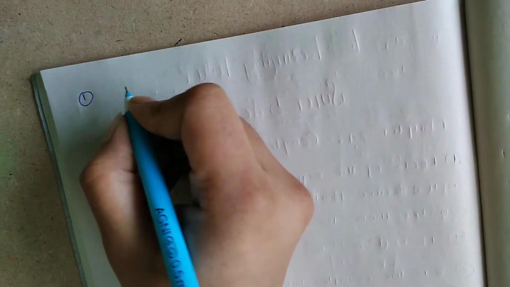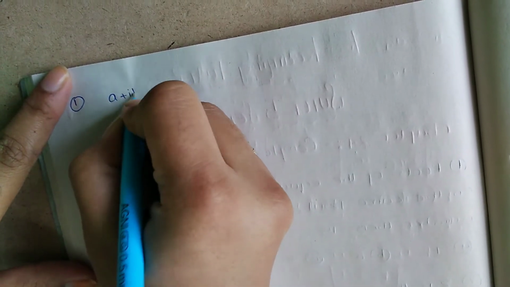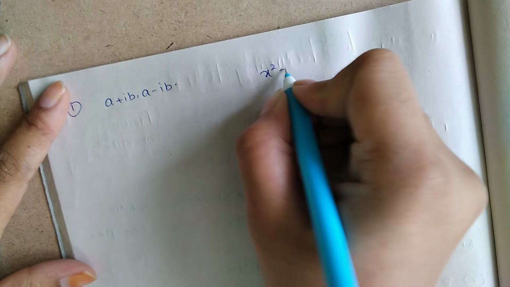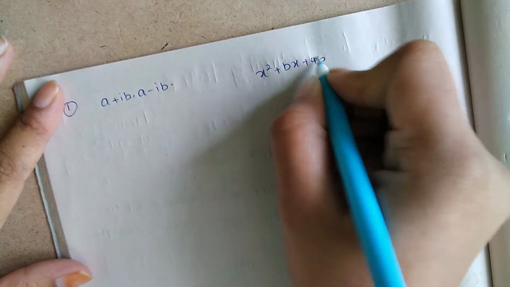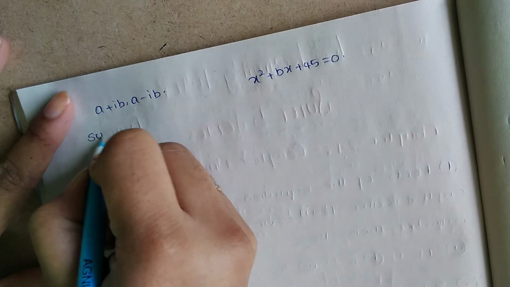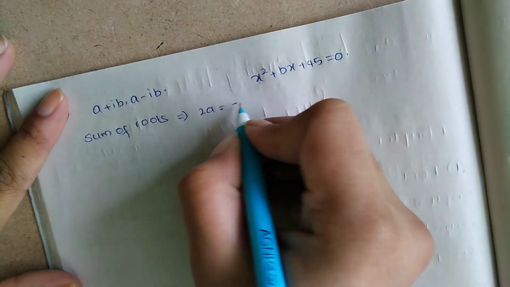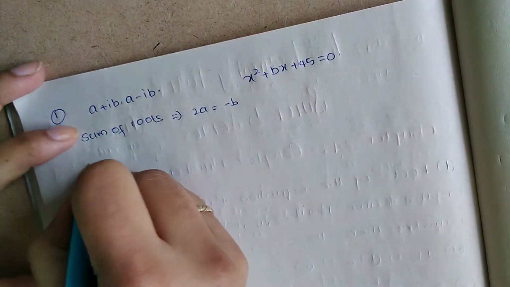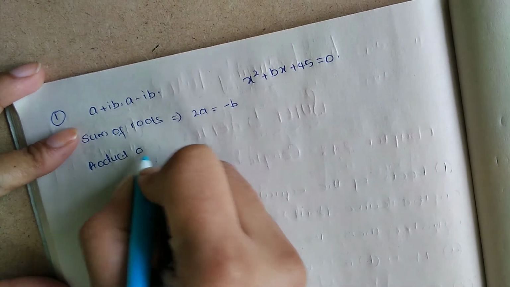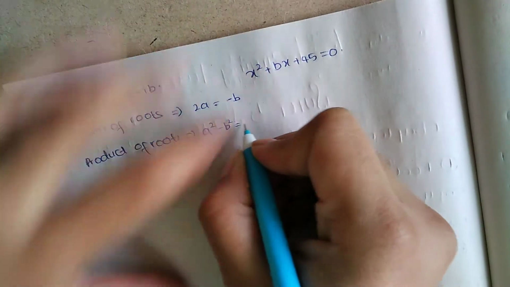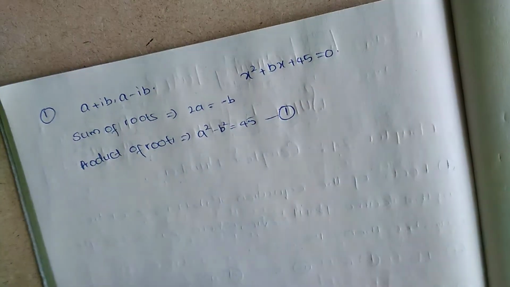Okay, let's do it. First question, right? Let us assume the roots to be a plus ib. It comes with its complementary a minus ib. What is the equation given? X square plus bx plus 45 is equal to 0. What will be the sum of roots? 2a. 2a is equal to minus b. Product of roots: a square minus b square is equal to 45. Take this as equation 1.